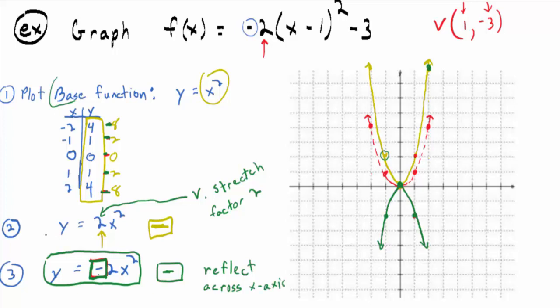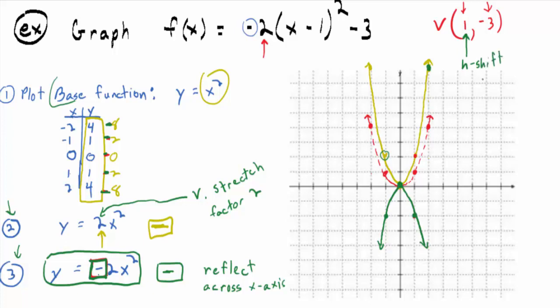It doesn't really matter which order you do steps 2 and 3 in, but you do want to do those before you move the vertex. Okay? So that graph in green is the shape of our final graph. It's just not situated in the right place. We know its vertex should be 1, -3, right? Which means there's 2 shifts going on. There's a horizontal shift, I'll call it an H shift, of +1.